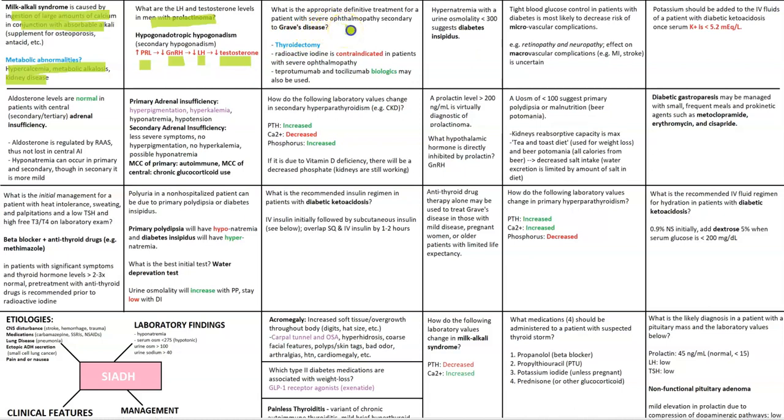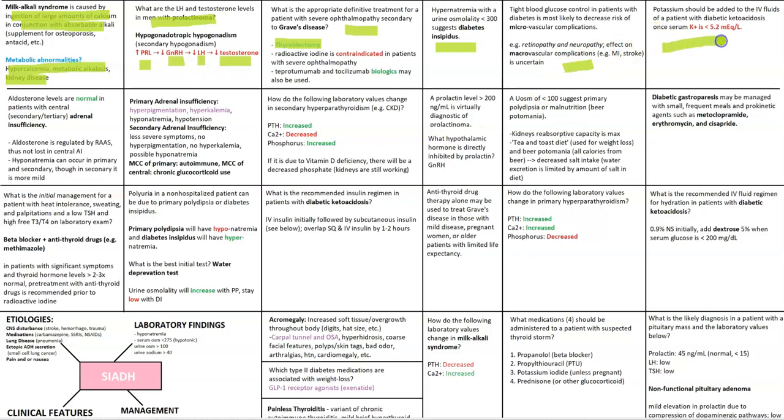What is the most appropriate definitive treatment for a patient with severe ophthalmopathy secondary to Graves' disease? That would be thyroidectomy. Radioactive iodine is contraindicated in patients with severe ophthalmopathy. Teprotumumab and tocilizumab biologics may also be used. Hypernatremia with a urine osmolality of less than 300 suggests diabetes insipidus. Tight blood glucose control in patients with diabetes is most likely to decrease the risk of microvascular complications such as retinopathy and neuropathy. For macrovascular complications such as MI and stroke, the effect of tight blood glucose control is uncertain.